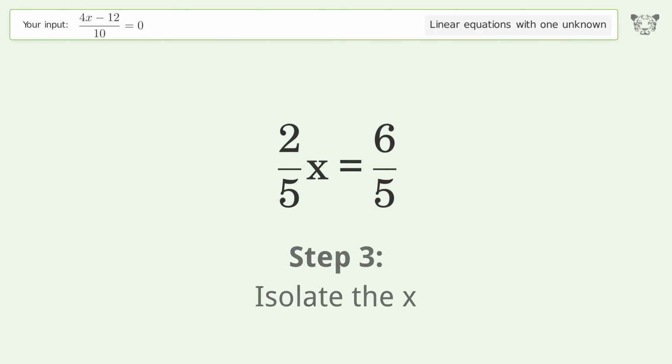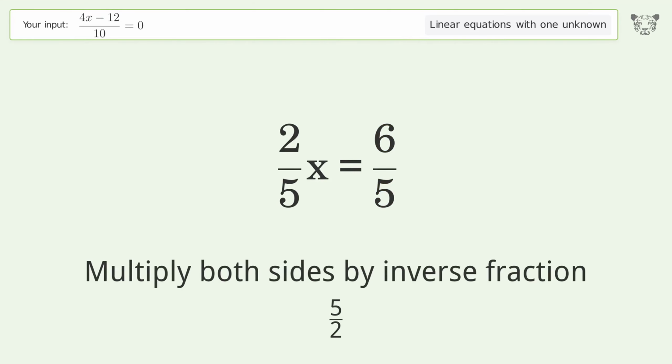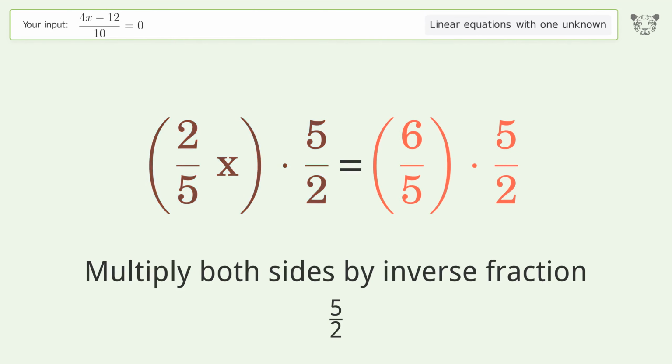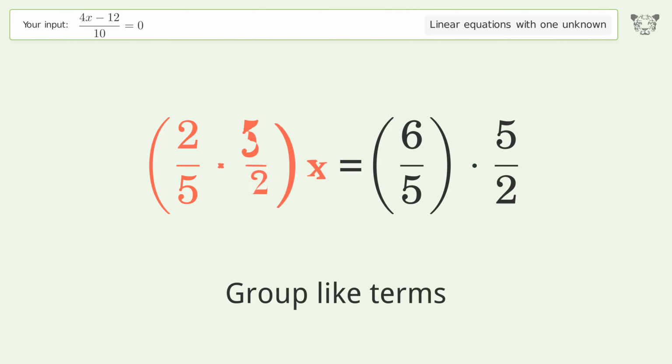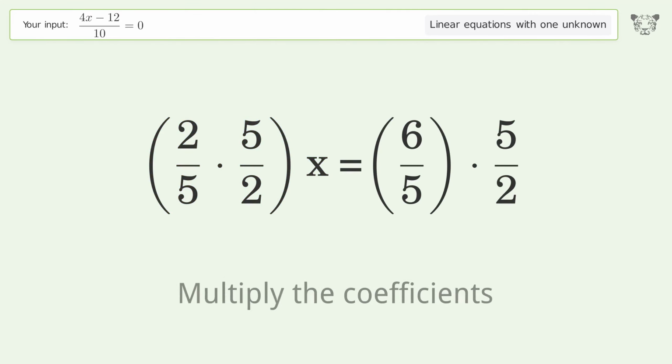Isolate the x. Multiply both sides by inverse fraction 5 over 2. Group like terms. Multiply the coefficients.